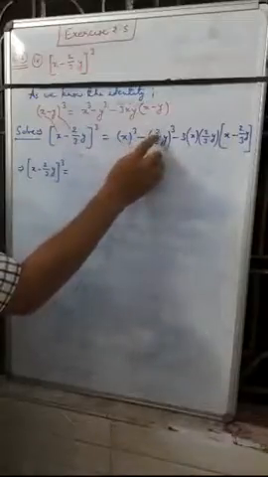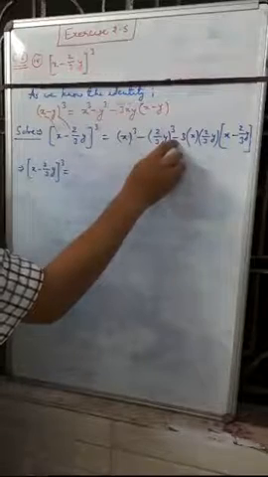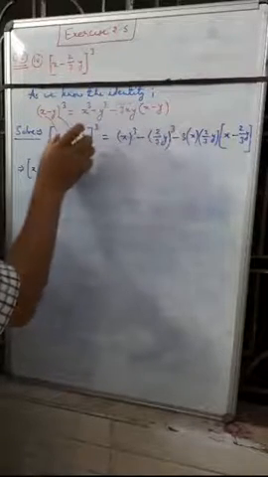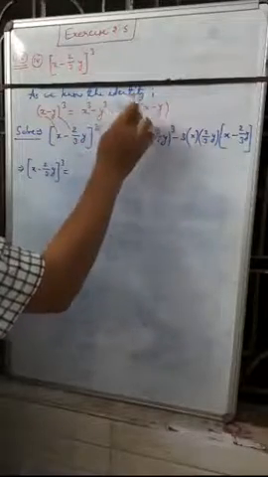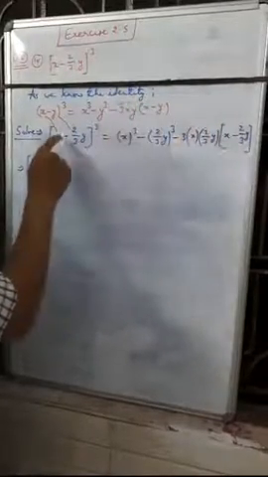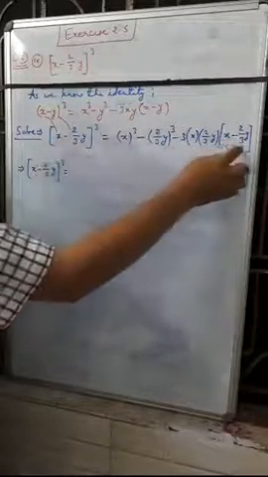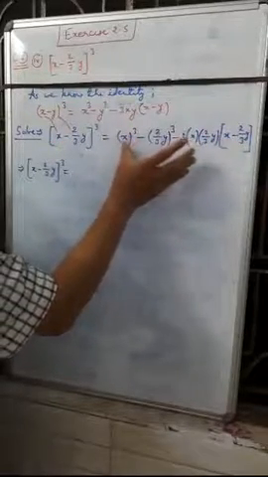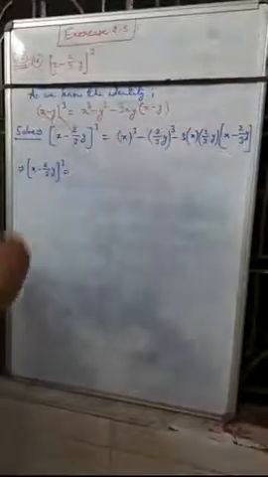So we will write x cube, that is x to the power whole cube, minus (2 by 3y) whole cube, and minus 3 into x into 2 by 3y. Now use the bracket and again write x minus 2 by 3y. So we have set up the right hand side of the identity. Now we are trying to solve it.